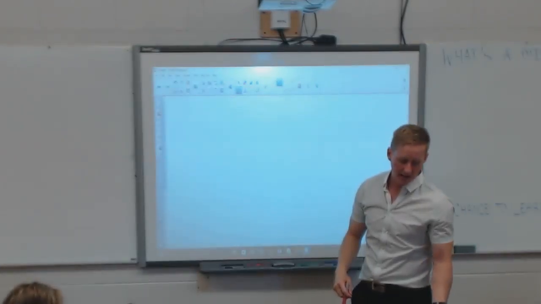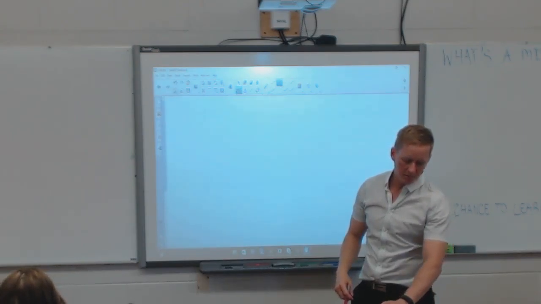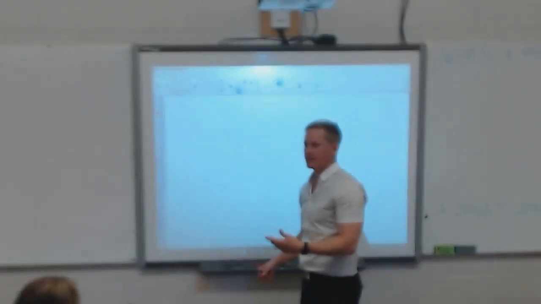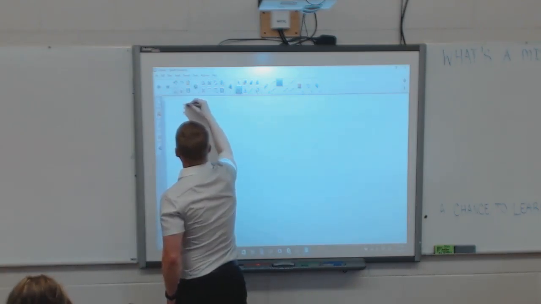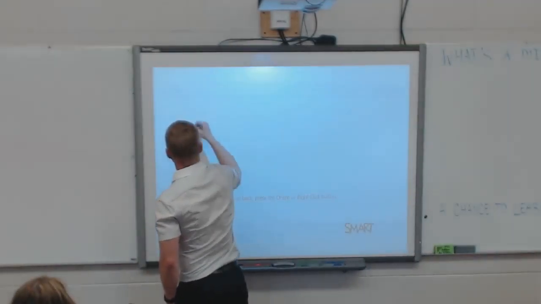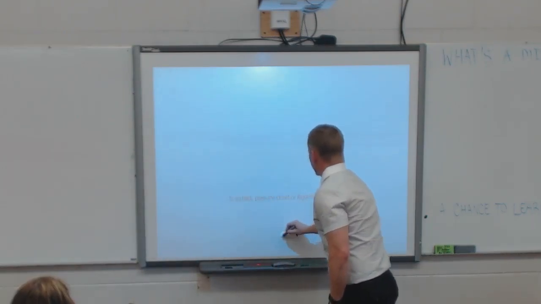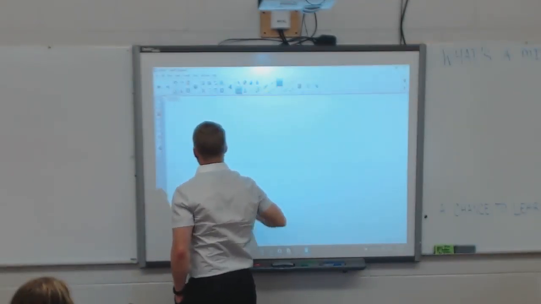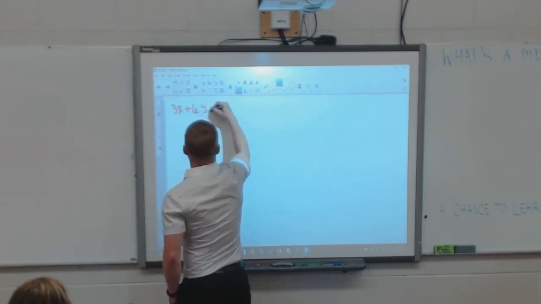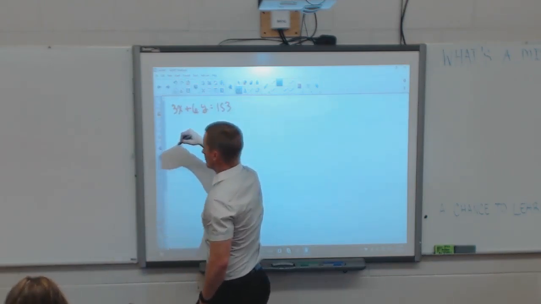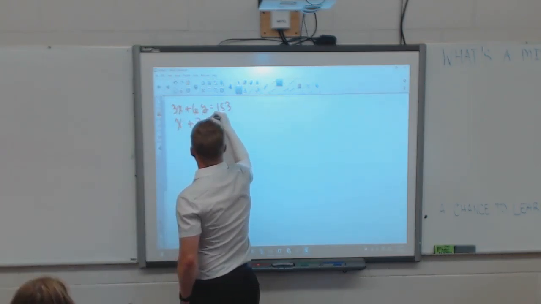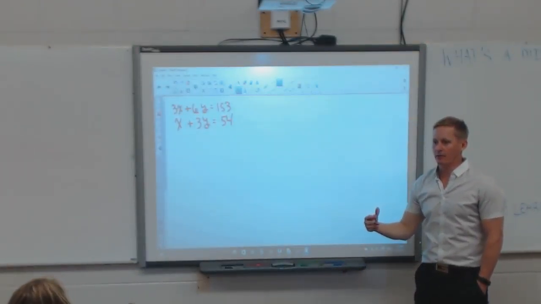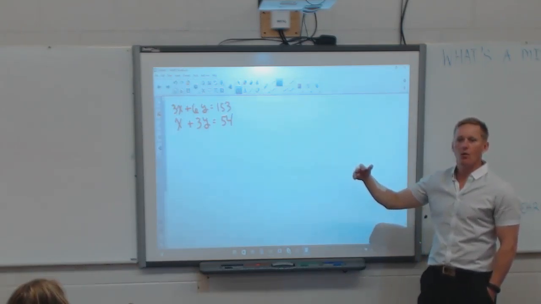So we're going to do the exact same one again so that you can see how we did it. So again, I'm going to use the example that we used earlier, the hot dogs and the tickets. So it was what? 3x plus 6y is equal to 153, correct? And what was the next one? X plus 3y equals 54. All right.